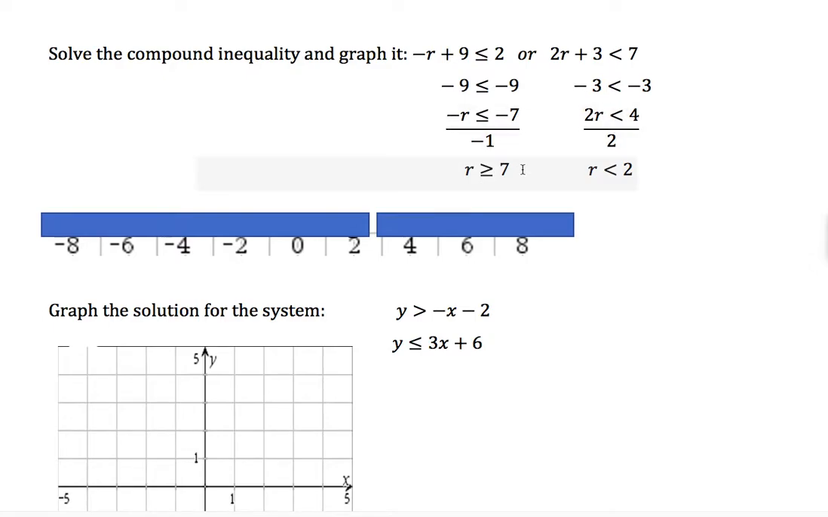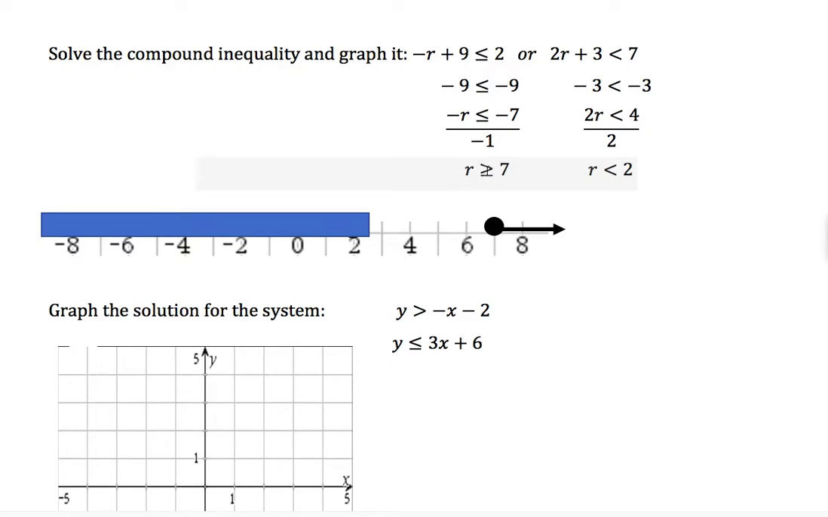All right. So we have two parts of this inequality. We have the statement that r is greater than or equal to 7, and we also have the statement that r is less than 2. So for the greater than or equal to 7, it will be this side. And we're going to put our little dot at 7. Each tick mark is 1 unit, so this is 6 and this is 8, so 7's right in the middle. And this dot is filled in because of the equals line here.